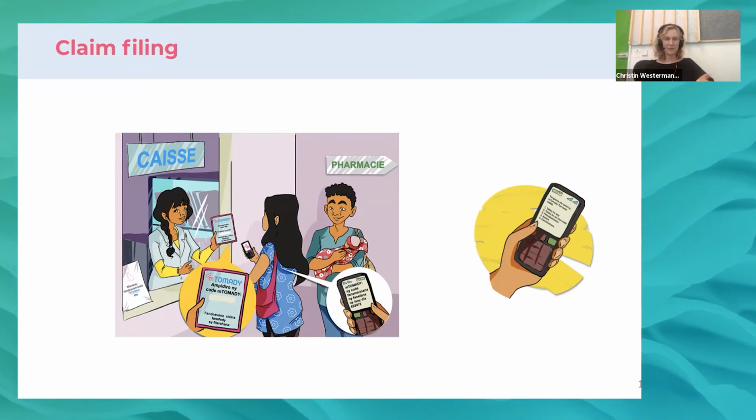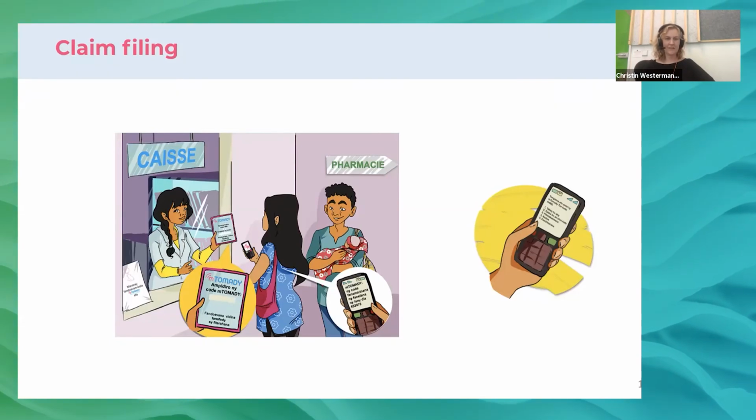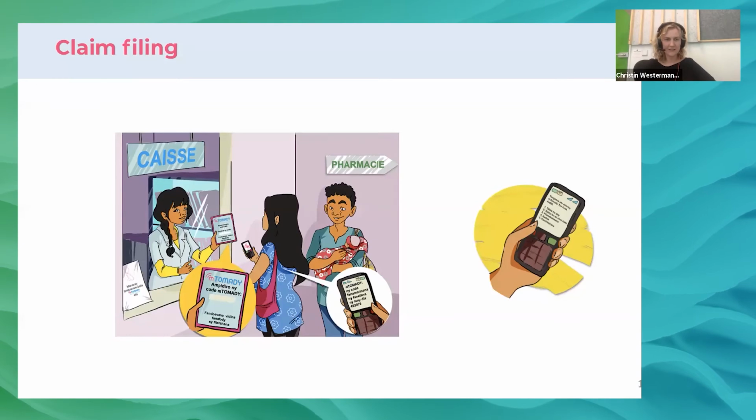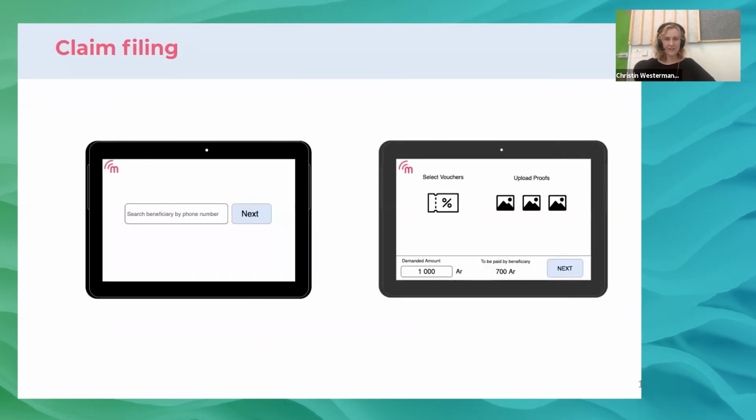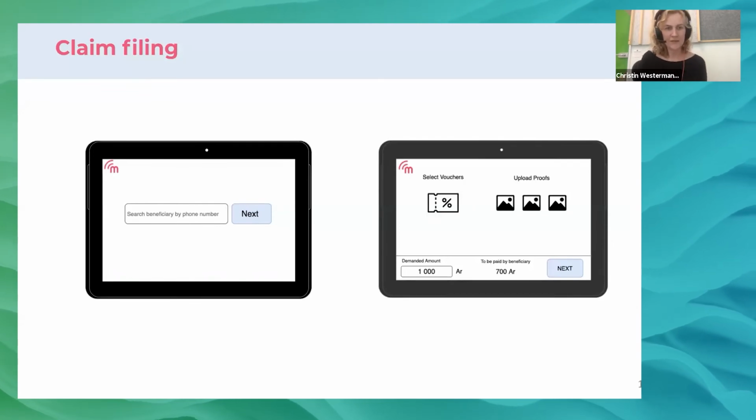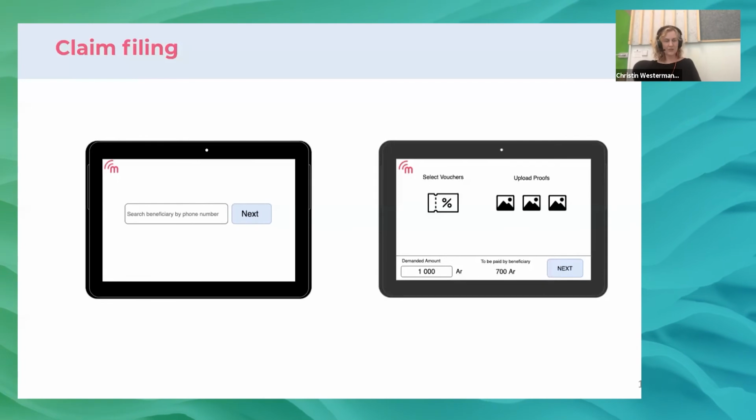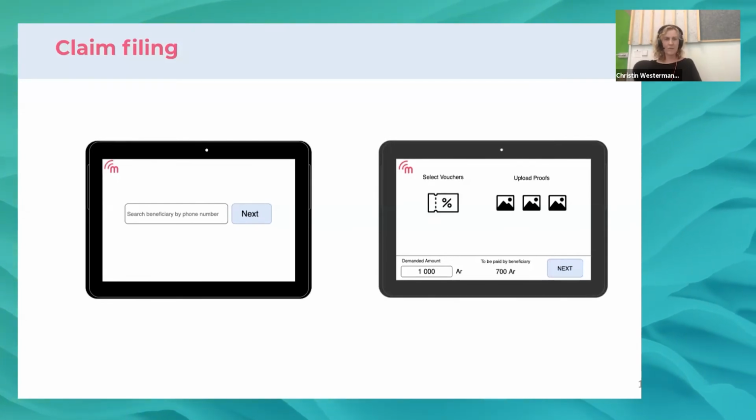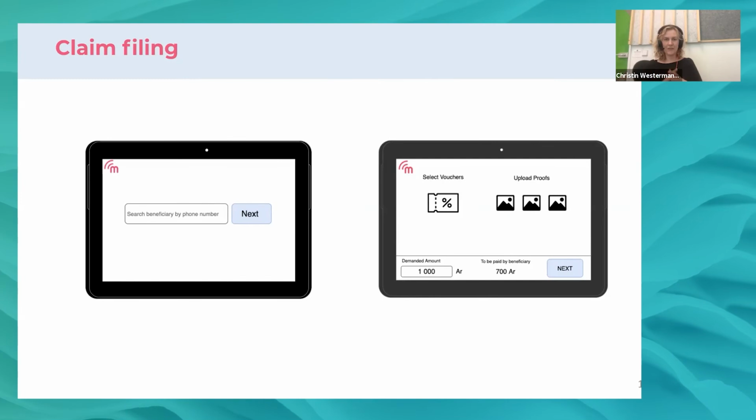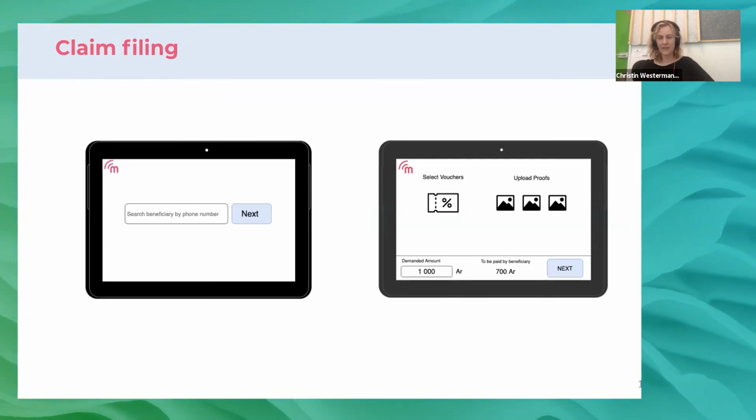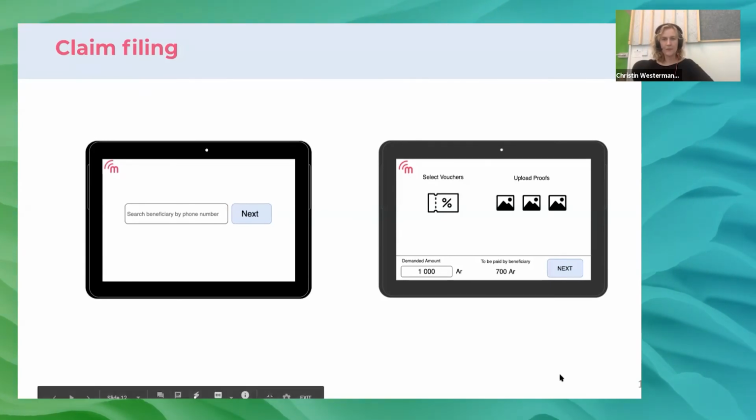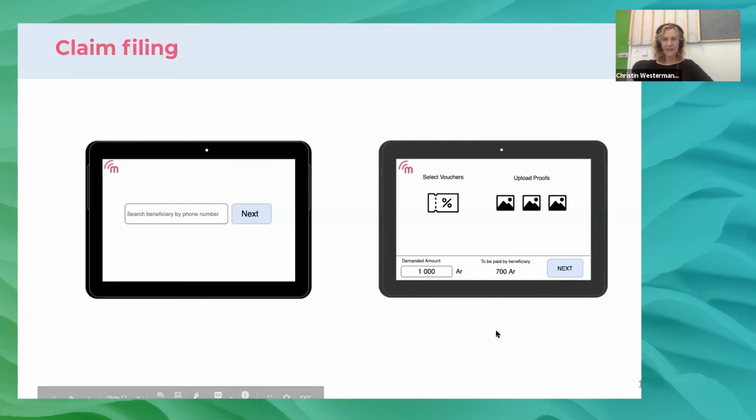And from this app, they will start the claim filing process. So yeah, typing in all the data that is necessary. You can see that here in a little bit more detail. So first of all, what the cashier has to do is find the beneficiary by their phone number in order to retrieve data, for example, about how much money is on their wallet or which vouchers they are allowed to use.